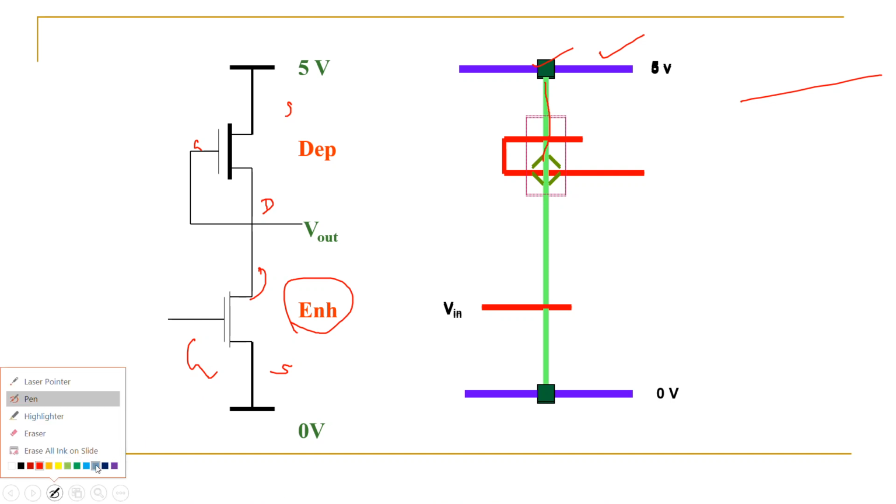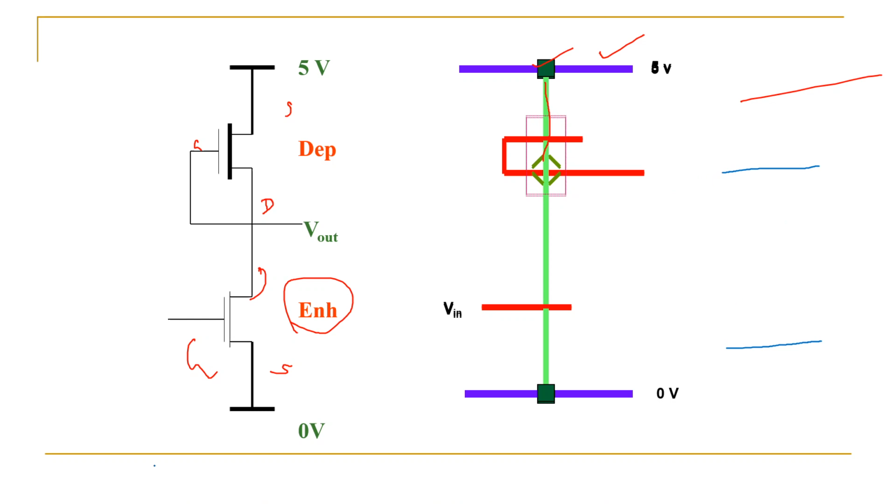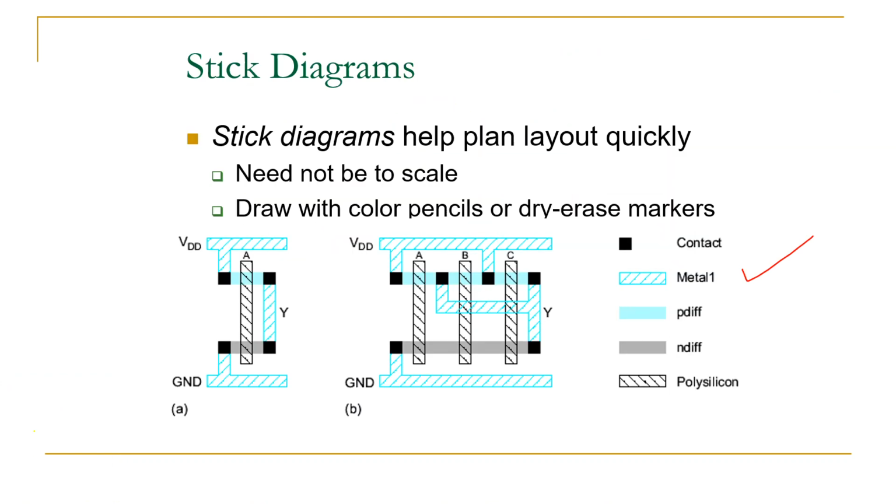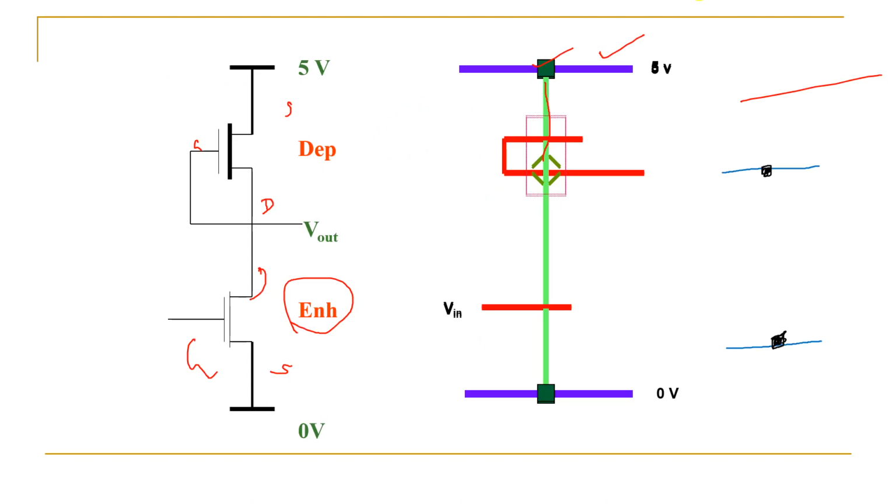First, the 5 volt line is drawn in blue, and this is also blue. Then for the contacts, I need to make squares for VDD and ground, and shade them. Once this is completed, we need to draw the P MOSFET. P diffusion is in yellow color, so we draw the P diffusion material.